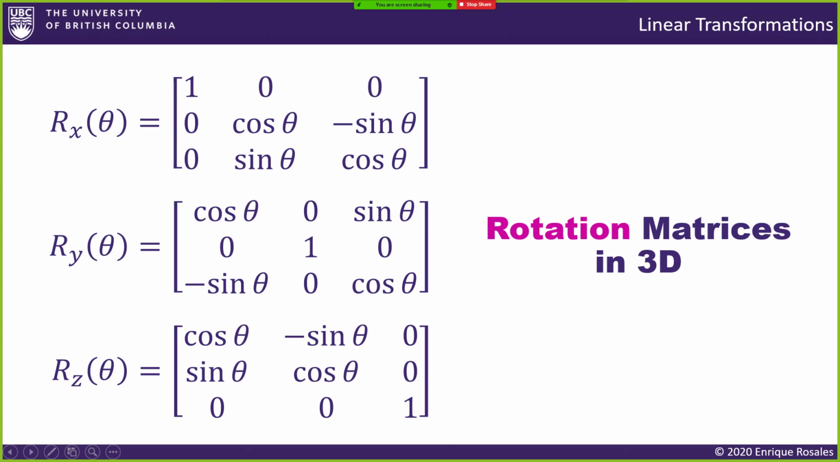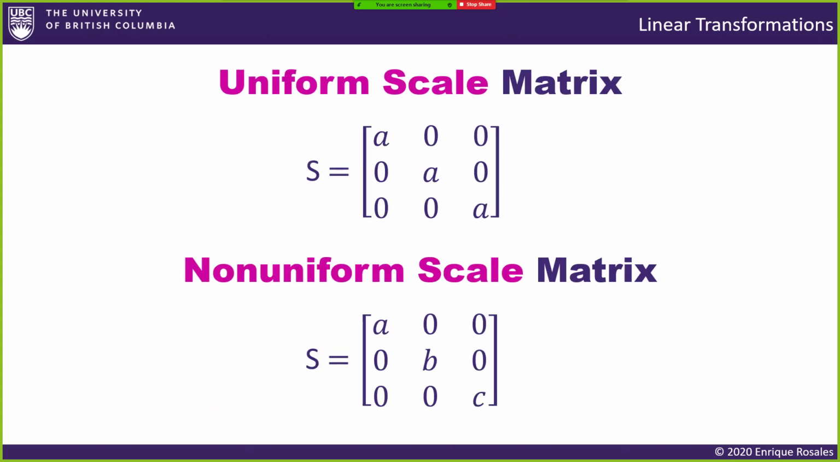Okay, so there are other transformation matrices, namely scale matrices. You can have a uniform scale matrix or non-uniform scale matrices. A uniform scale matrix looks like this. Again, remember these are column vectors, so these are the column vectors that represent each basis vector from this coordinate frame.